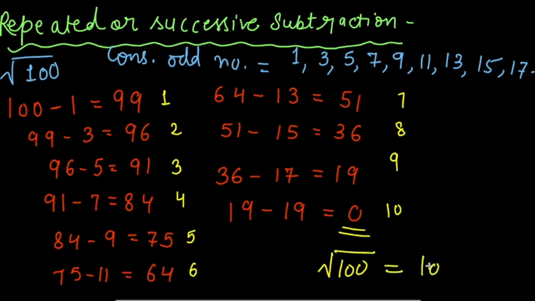So we have to do it this way. We will keep subtracting the consecutive odd numbers till the time you get 0, and you will check in how many steps you are getting 0; that becomes the square root of the given number. So this is a very interesting, very easy method, repeated, or in some books you will find the word successive subtraction, to find the square root of a given number. Okay students, wherever you feel you can pause the video to note it down.